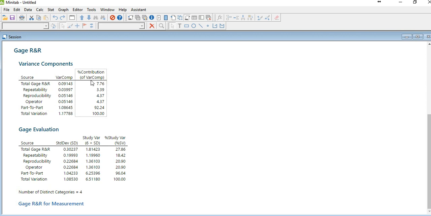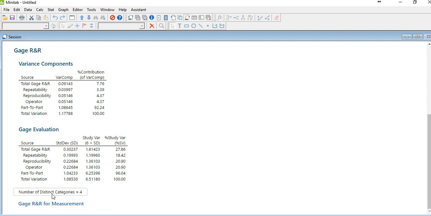As you can see in the slides, we also mentioned that because the total contribution due to Gage R&R is 7.76, less than 9%, we say that it may be acceptable. Ideally you want it to be less than 1%. Then if you go to gauge evaluation, you look at the study variance, and the rule is that if the Gage R&R is less than 30%, we say it's maybe acceptable, which is this case here. Now if it's less than 10%, then it's definitely acceptable.